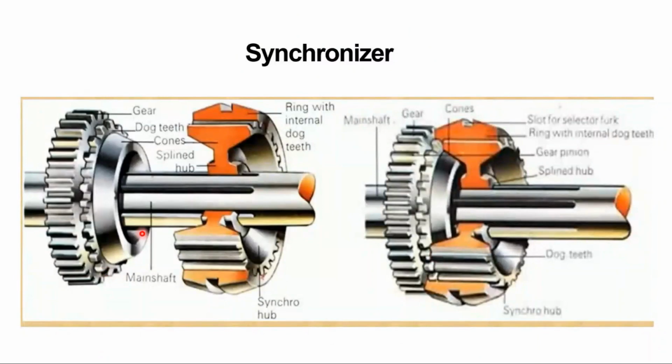You have the main shaft. This is the main shaft. This is the synchronizer hub, and this is the gear. This is the teeth, dog teeth, and you have the cone. What happens here in the case of constant mesh? You don't have a cone, whereas here.